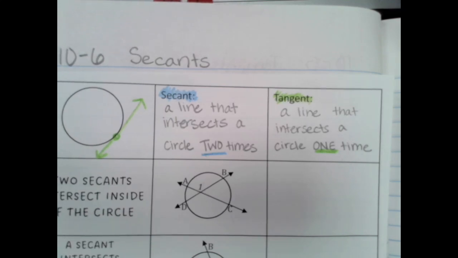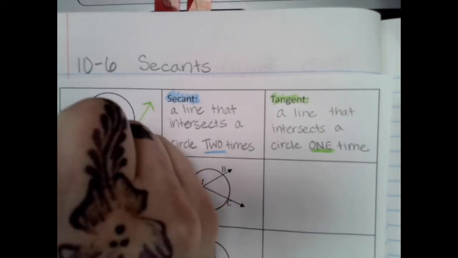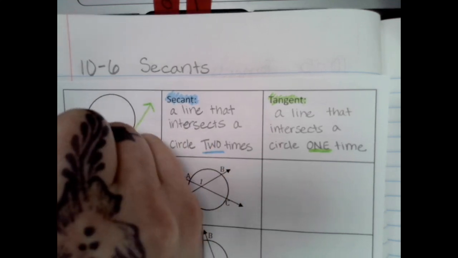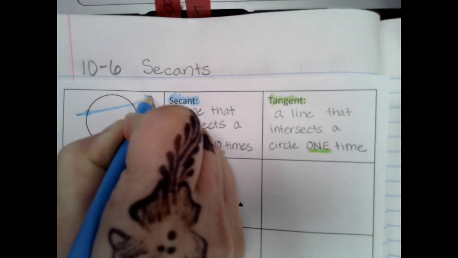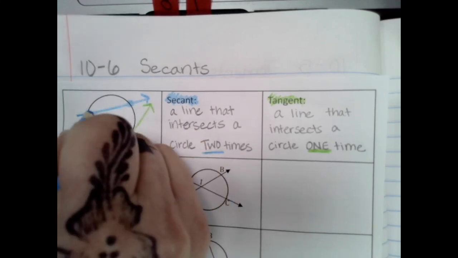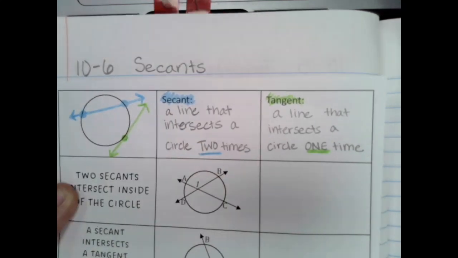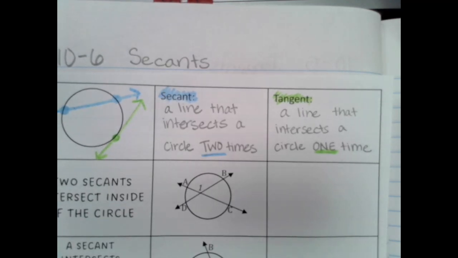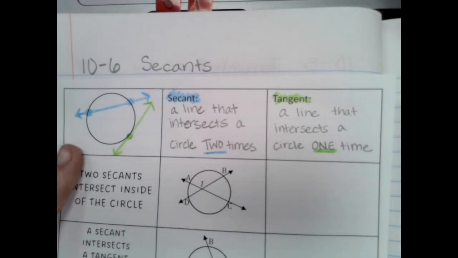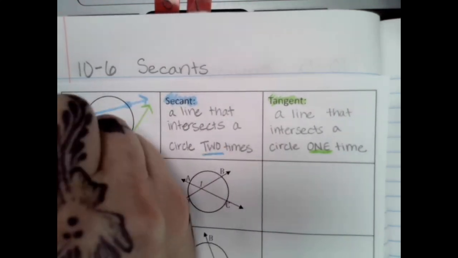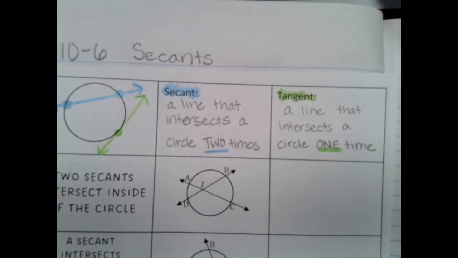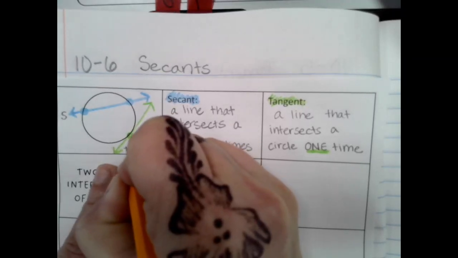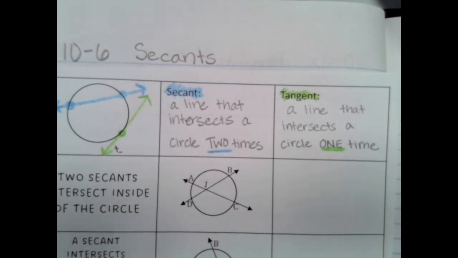Okay, where a secant has to touch it 2 times. So in order to touch the circle 2 times, a secant is going to have to go through the circle. It enters the circle at 1 point, and then as the line continues, it goes through at the other point. Okay, if you want to label these, especially if you're not color coding, with this blue one, if you want to put an S next to it so you know that that one's a secant. And this green one is a tangent, so if you want to put a T next to that one.